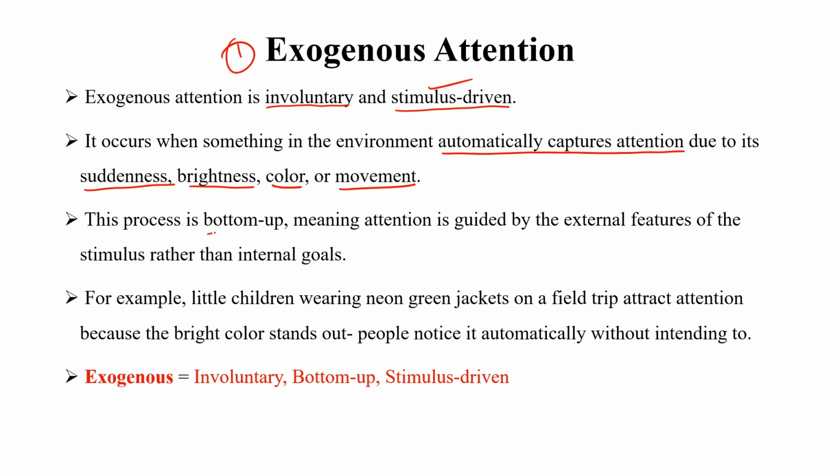So this process is bottom up, meaning that attention is guided by the external features and we don't have any expectation about that stimulus. For example, little children wearing neon green jackets on a field trip attract attention because the bright color stands out and people notice it automatically without intending to. So that is an example of exogenous attention. So when clubbed together, exogenous attention is involuntary, a bottom up process, and a stimulus driven process.